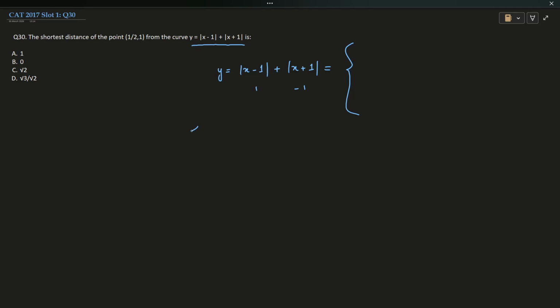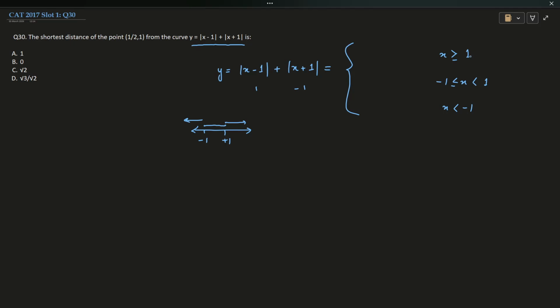So I'll draw the number line. Before breaking the function, always draw a number line. Minus 1 is a root, plus 1 is a root. That means I have three regions. This is one region, this is another region, and this is another region. I will write x greater than or equal to 1, minus 1 less than x less than 1, and x less than minus 1. These are the three regions.